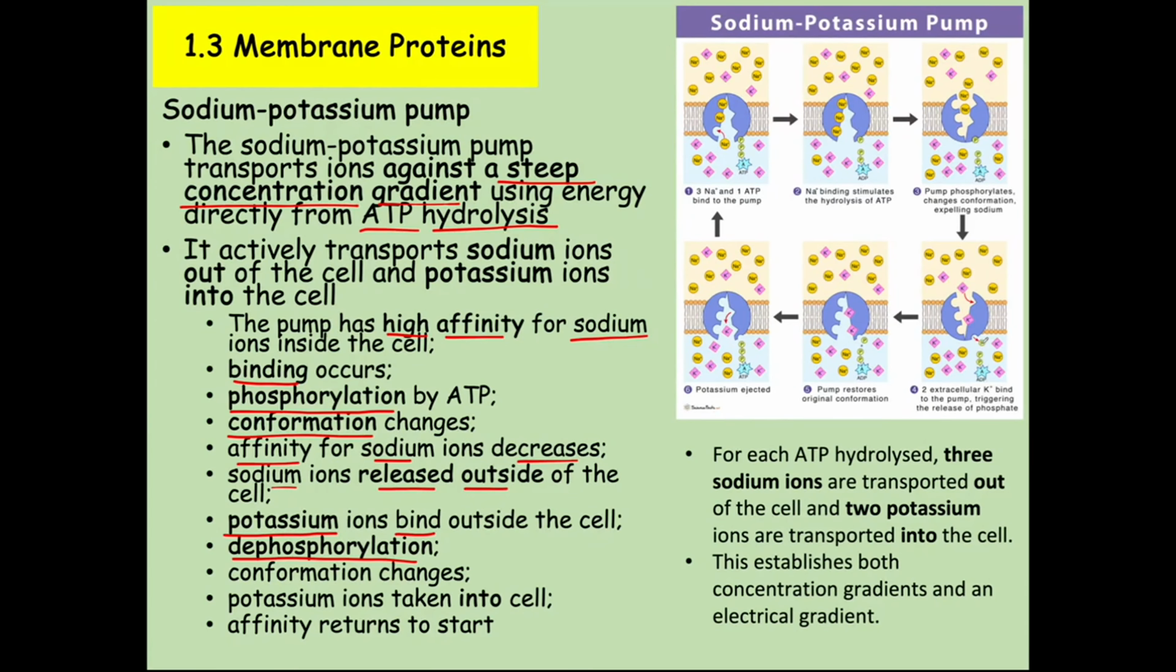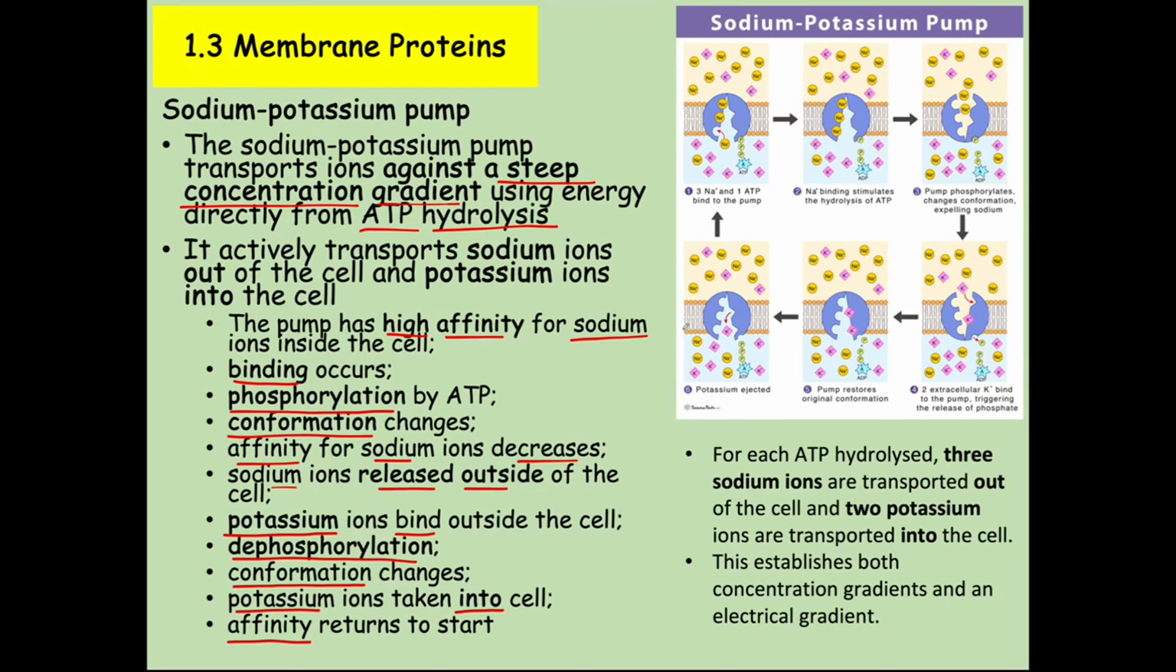The phosphate is removed. When we remove the phosphate, the conformation of the protein is going to return to its original state. Okay, so the conformation changes again, and then that will change the affinity for the potassium ions. The potassium ion affinity will become low, and potassium will be released into the cell. Okay, so those 2 potassium ions will be released into the cell, and our conformation and therefore our affinity for sodium will return to its initial state, which is where it has a high affinity for sodium from the inside of the cell. Okay, so that's the steps.